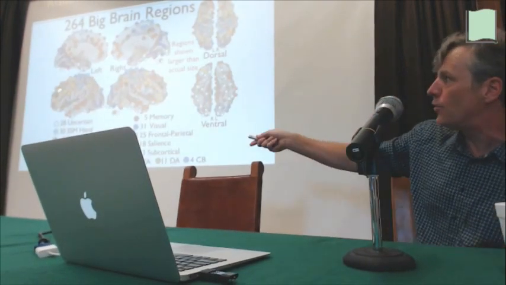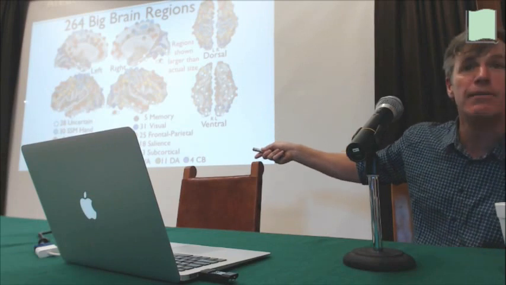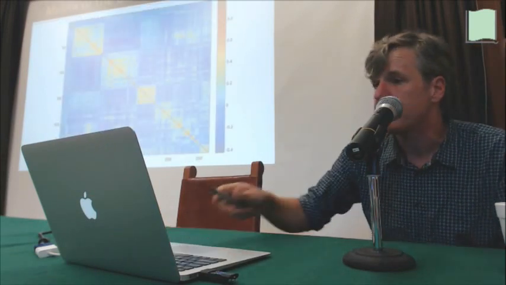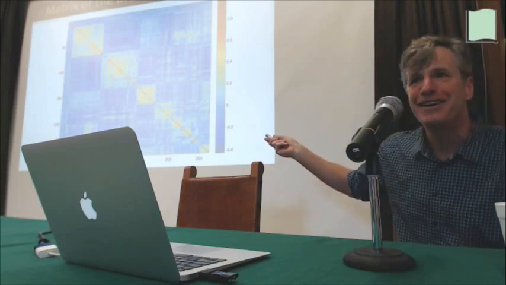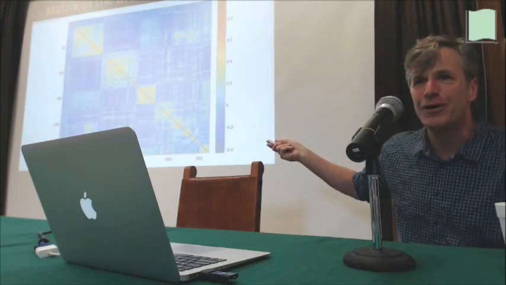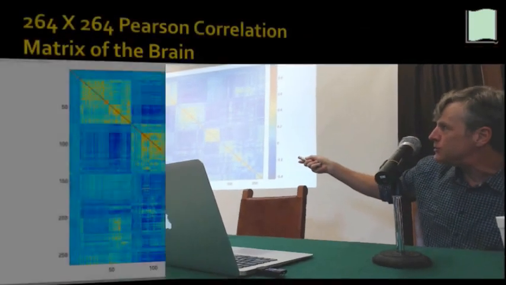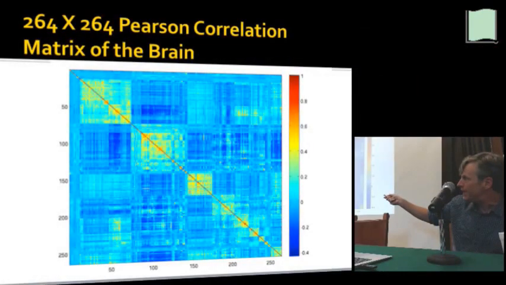And that's what a 264 by 264 matrix looks like. Somewhat more complicated than the network that I showed you before. But you can already see, just visually by looking at this, that there are things that are very tightly connected, but not with other things.